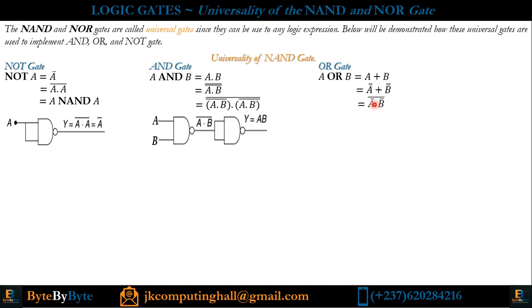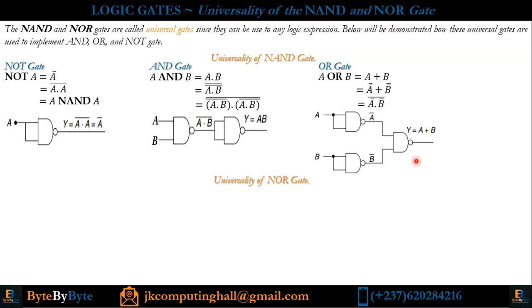Now, A bar dot B bar, all bar, is the NAND gate. So A bar NAND B bar. How can I obtain A bar now using the NAND gate? Using this concept. How can I obtain B bar using the NAND gate? Using this concept. So I'm supposed to have this for A, then this again for B. Then at the end, you simply use a NAND gate to combine them, as you are seeing here below. A bar, B bar, then it gives me A or B.